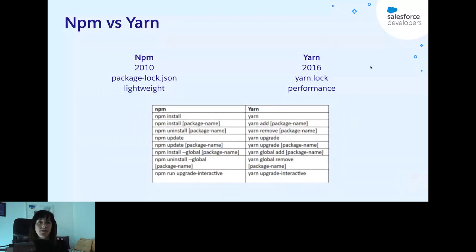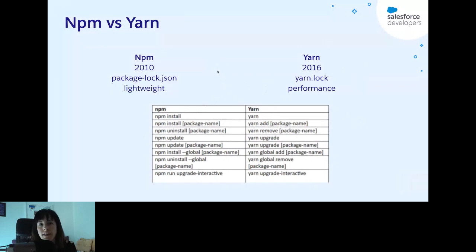npm and yarn are really command line tools that are going to help you manage your package dependencies. So for instance, if you want to install a package, an npm package, a node package, right? You can do npm install and the name of the package. Or if you are using yarn, you can write yarn add and then the name of the package.